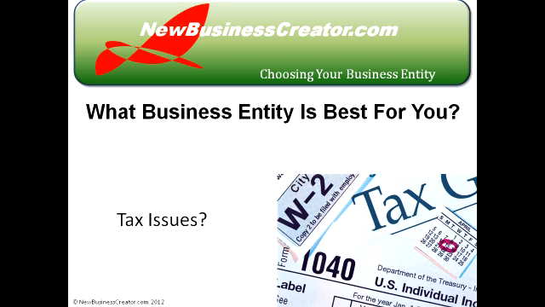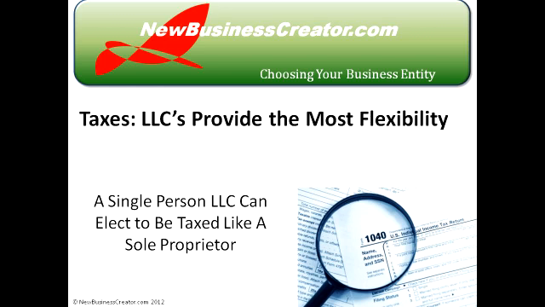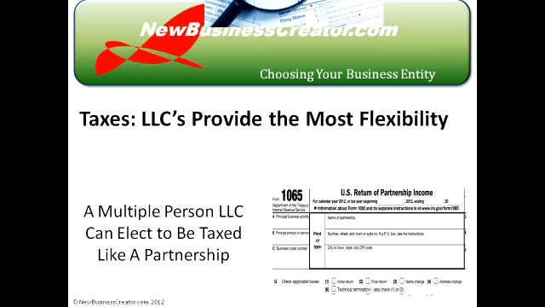The next big consideration in choosing your business entity is taxes. With regards to taxes, LLCs have the most flexibility. If you're a single-person business, you can elect to be taxed like a sole proprietorship. In this case, income and losses from the LLC are passed through to the owner and are reported on your Schedule C personal tax return. If you have an LLC and have more than one business owner, you can elect to be taxed like a partnership. In this case, you need to file a 1065 partnership tax return that reports how the income and losses were passed down to the individual partners.